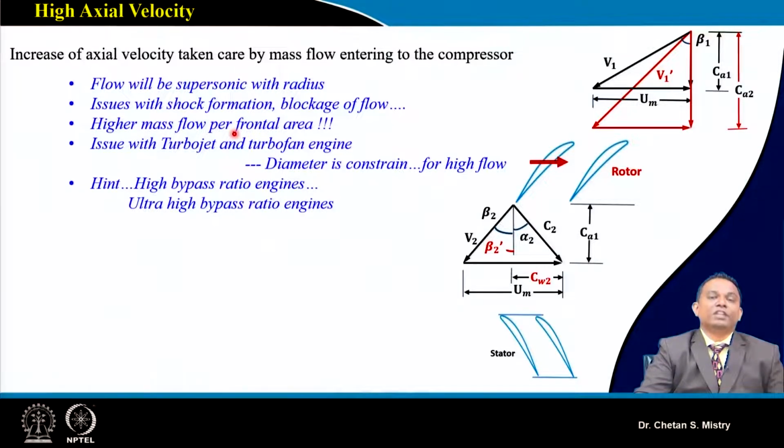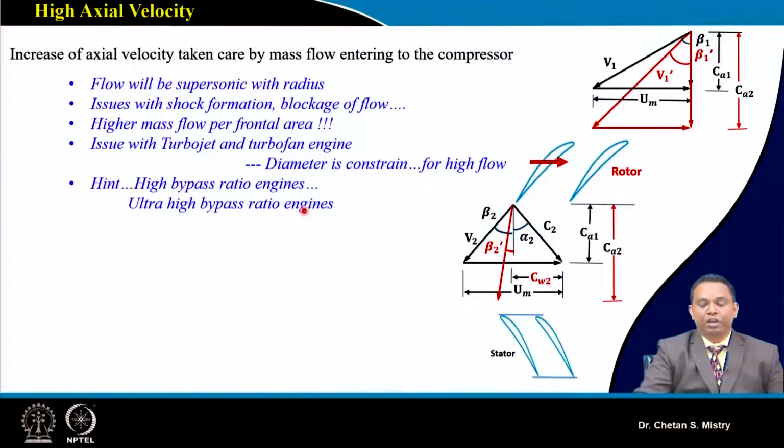Say for commercial engines, say high bypass ratio engines or ultra high bypass ratio engines, these innovations have come from this idea of increasing the axial velocity. So we need to start finding the solution for this kind of problem. Again, here also we have difficulty with the shock formation. This shock formation acts like a blockage to my flow, and that will lead to increased losses, giving a penalty in terms of efficiency.